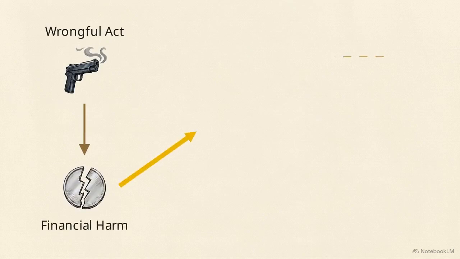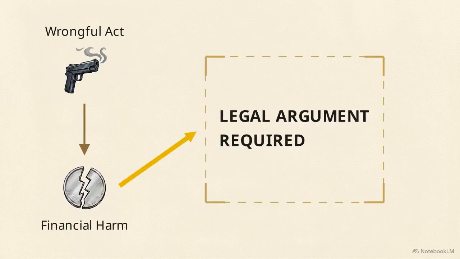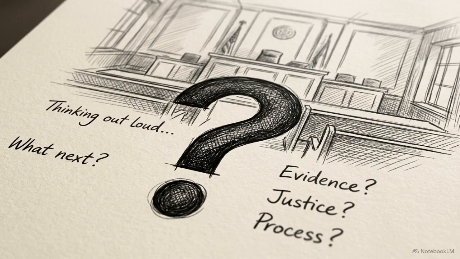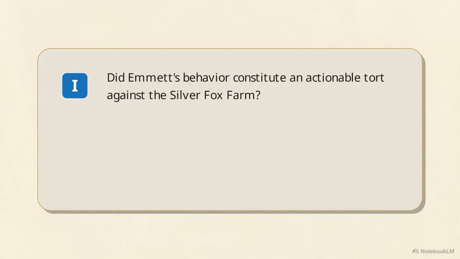One citizen caused clear financial harm to another, and the farm owners need a structured argument to demand justice in court. Let's start writing. Step 1 of our formula is I, which stands for issue. The issue is a single core question the court needs to answer to resolve the dispute. Type in I and write this exact question. Did Emmett's behavior constitute an actionable tort against the Silver Fox Farm?